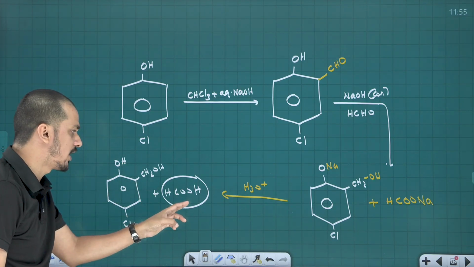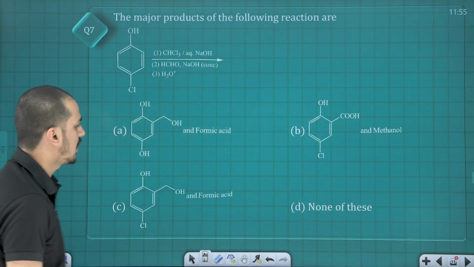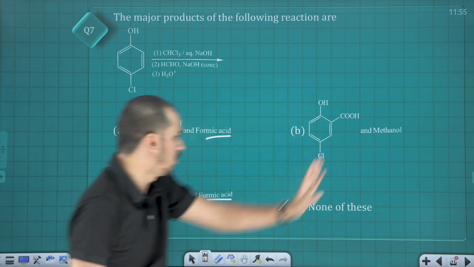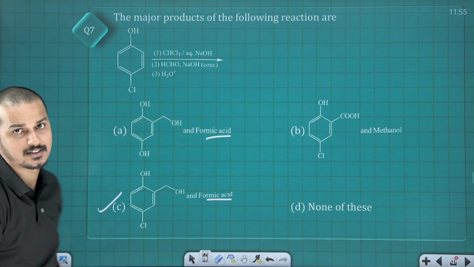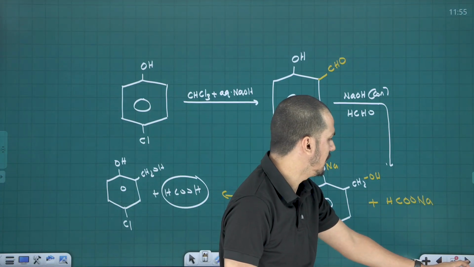One is the oxidized product, one is the reduced product you are getting. So see, what's the option here? Formic acid is coming here. Here is methanol, not that one. Here CH2OH, OH, Cl. Option C is the correct answer. Ready, guys? Got it? Okay. Then we can move to the next question.